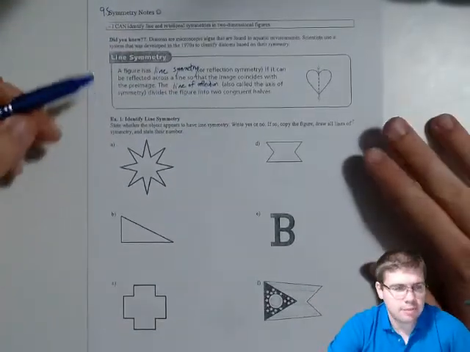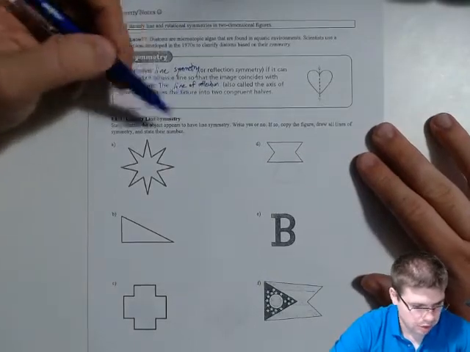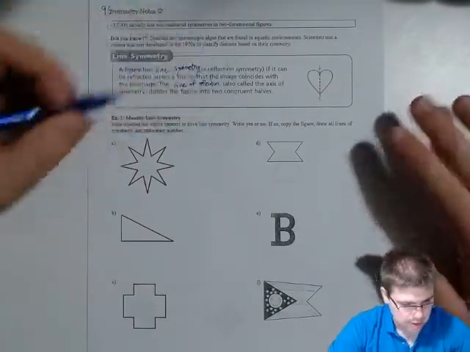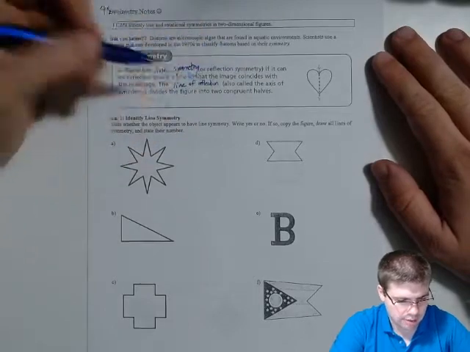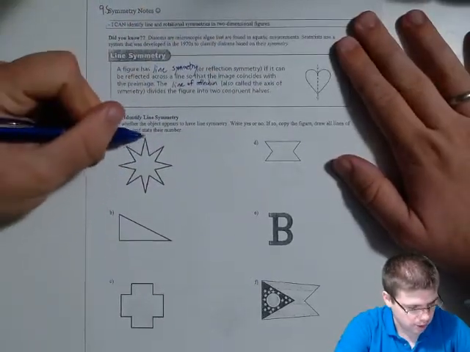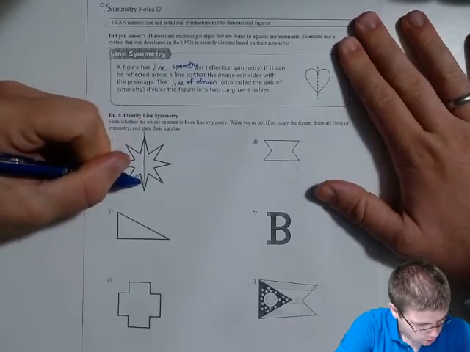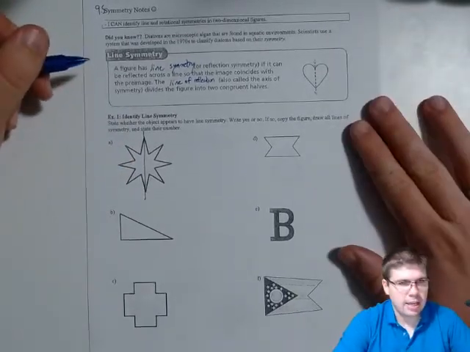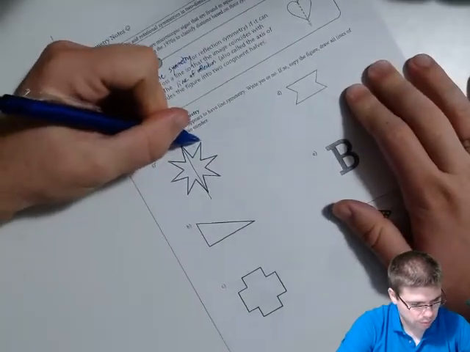So, identifying some symmetry in these: state whether the object appears to have a line of symmetry, yes or no. If so, copy the figure, draw all lines of symmetry, and state the number. We don't need to copy it, but we can draw in all these lines of symmetry. So this one, we've got a line of symmetry there. We could do this with a bunch of these.